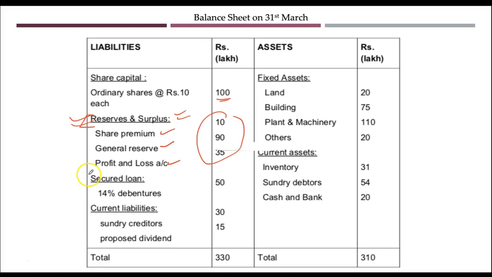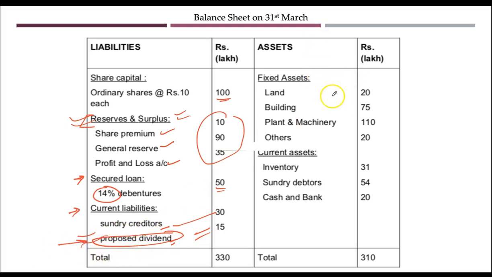Then we also have the secured loan, which is 14% debentures. Therefore, whatever interest you have to calculate on debentures would be at 14% of 50 lakh. Among other liabilities, we have some creditors of 30 lakh, and the dividend. The dividend amount is 15 lakh. This is what is provided as the dividend profit.